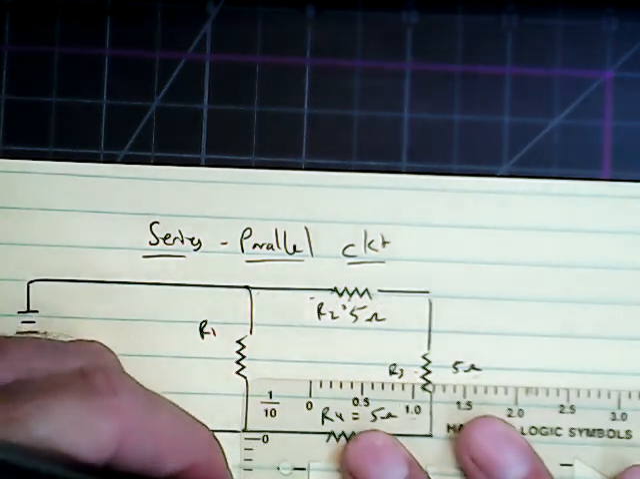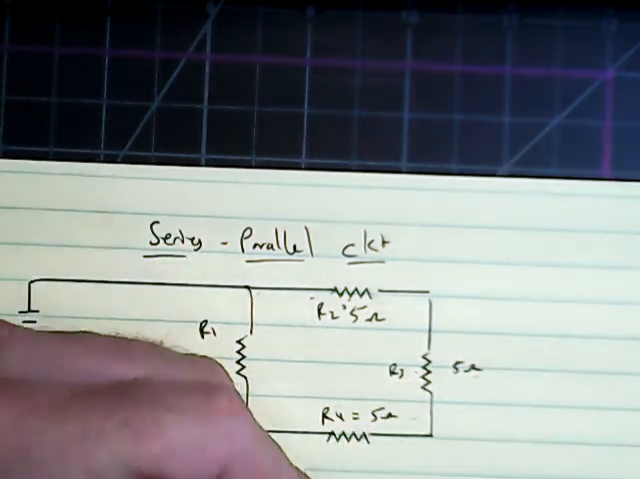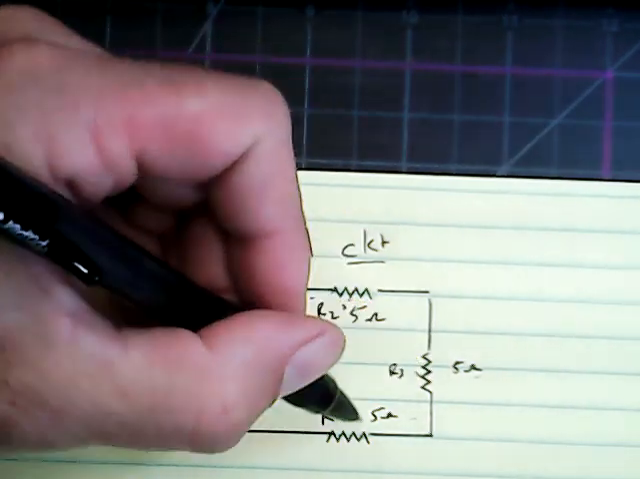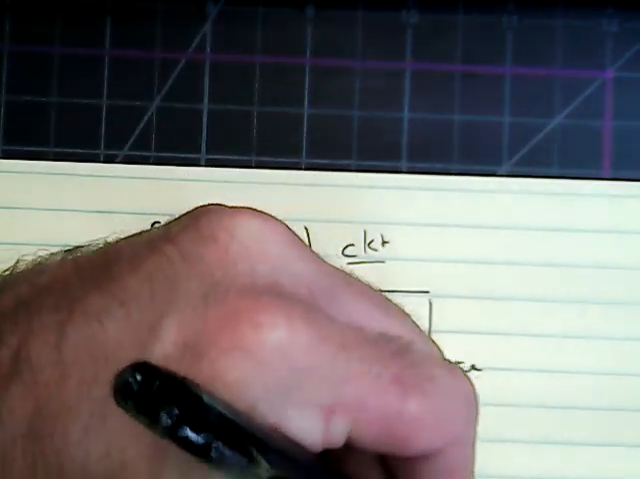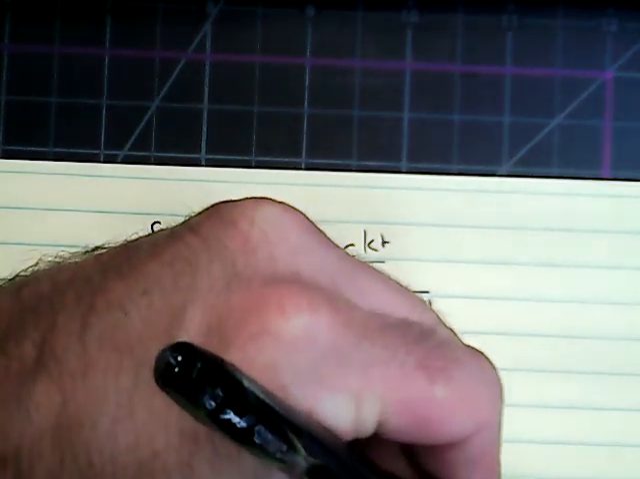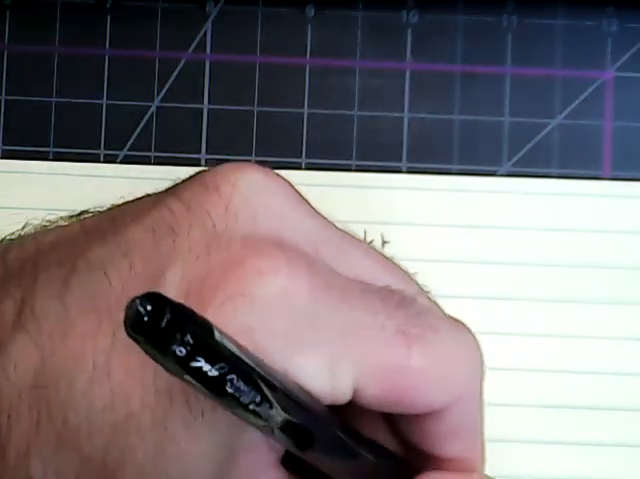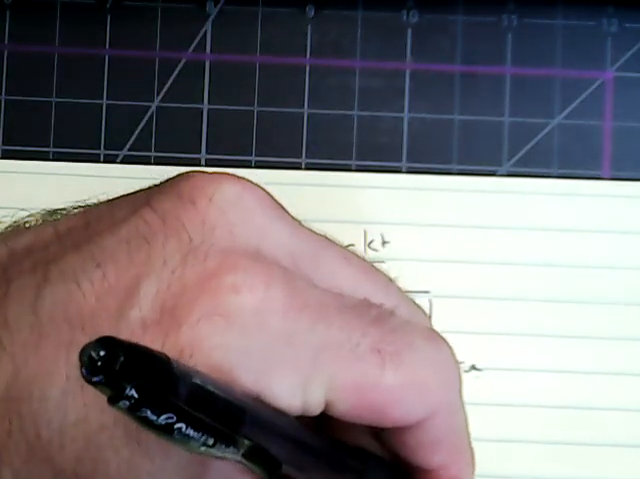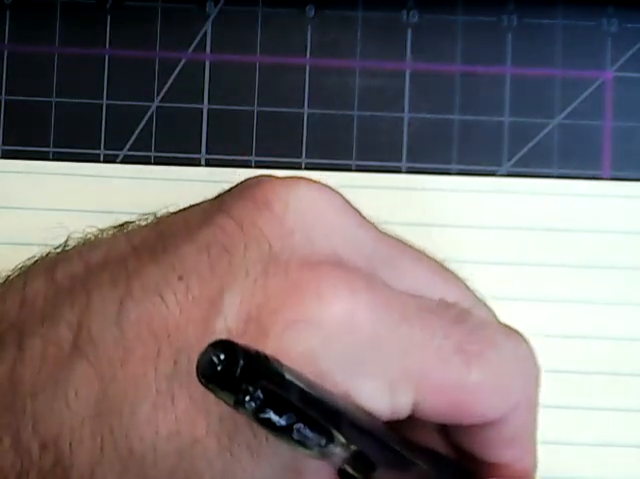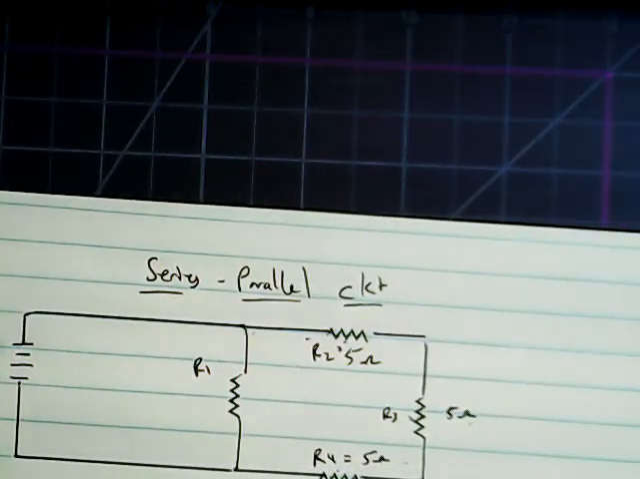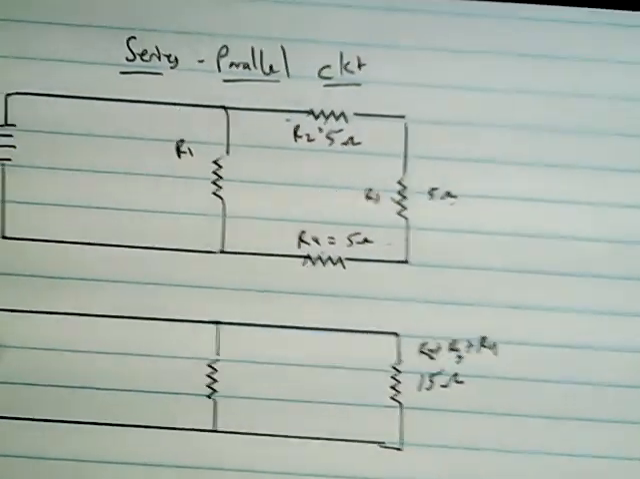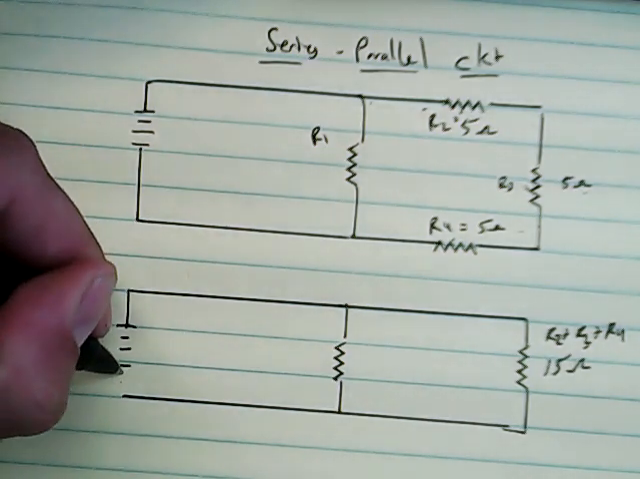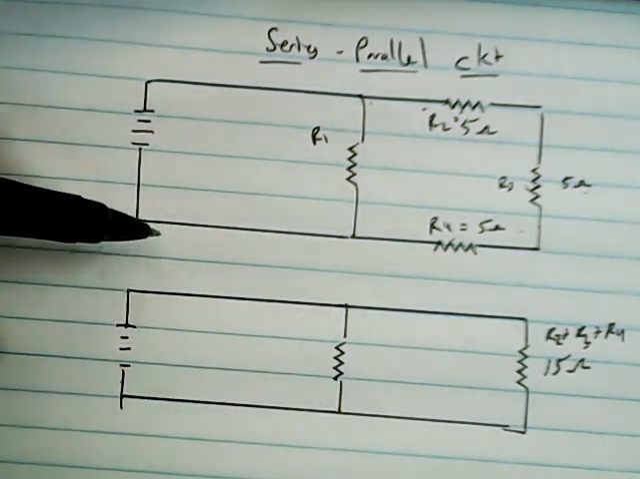I love that template. It's nice. This here is a combination of R2, R3, and R4. So this would become 15 ohms. And this is R2 plus R3 plus R4. And that will give us a parallel circuit. All right, so this breaks this back down to a parallel circuit.